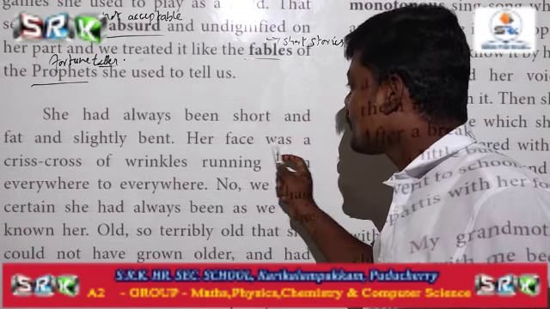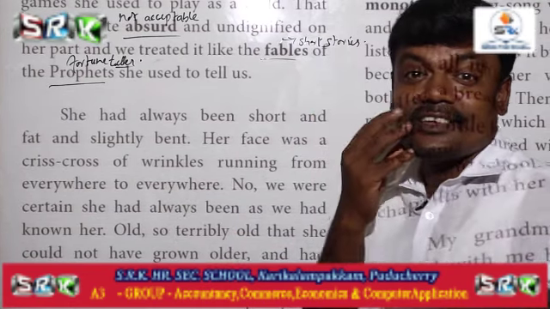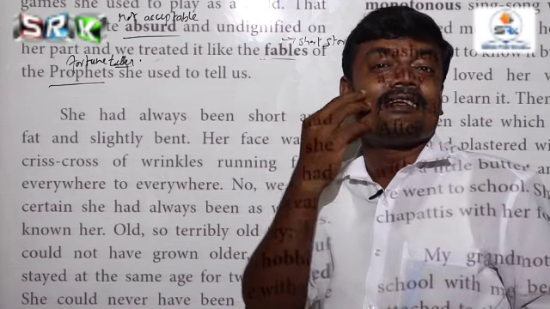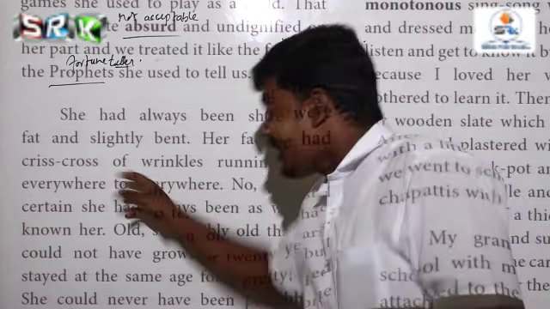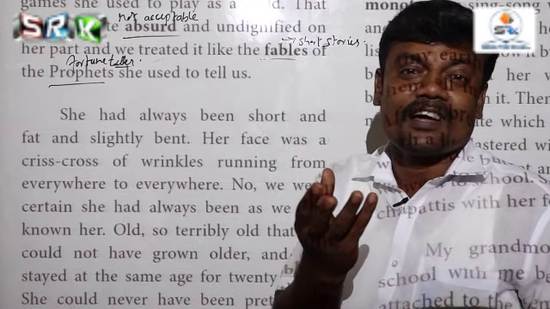Her face was a crisscross of wrinkles. See, people, this is cheek and this is skin. Wrinkles means it will be somewhat like this, and crisscross of wrinkles means you can look at the photo of Mother Teresa.